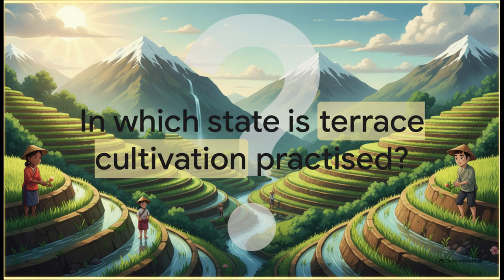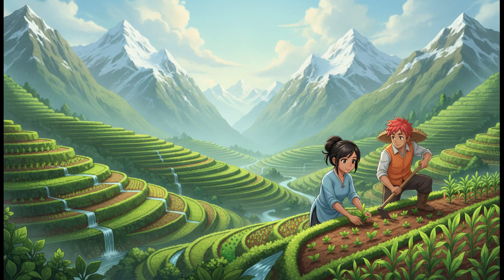Okay, let's try one more. In which of these states is terrace cultivation practiced? A. Punjab, B. the plains of Uttar Pradesh, C. Haryana, or D. Uttarakhand? It's D, Uttarakhand. Because the terrain there is so mountainous, farmers literally cut steps or terraces into the hillsides. This slows down the water runoff, traps that precious soil, and actually allows farming to thrive in a super challenging environment.